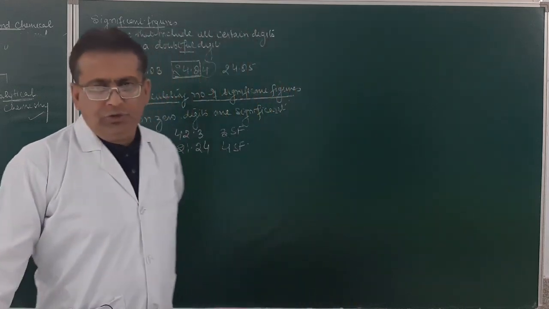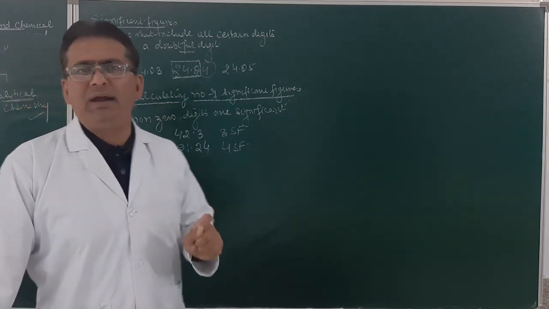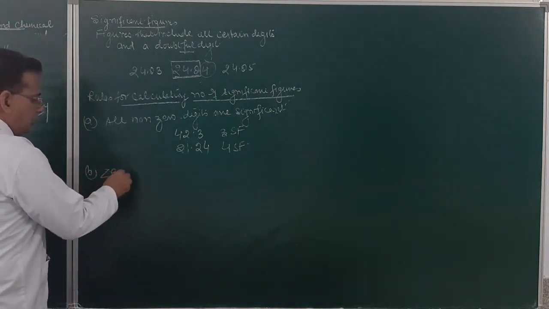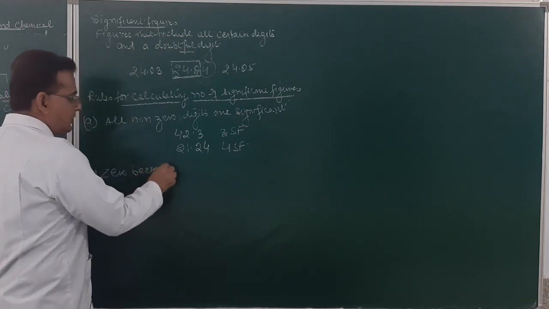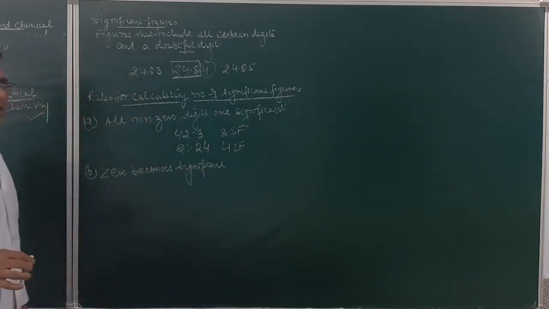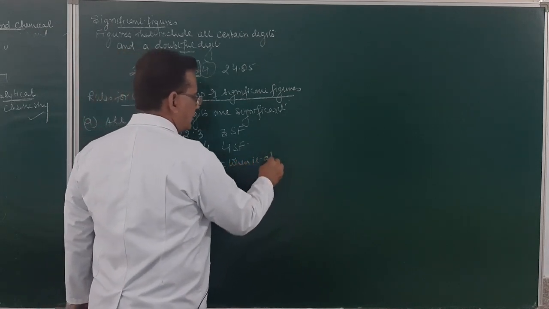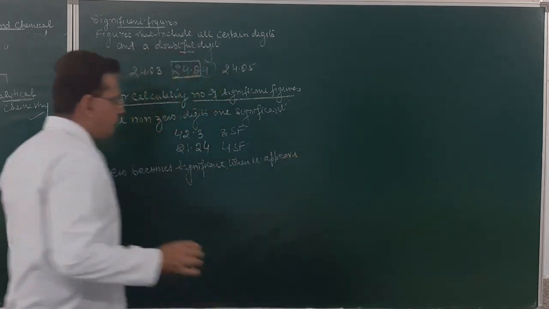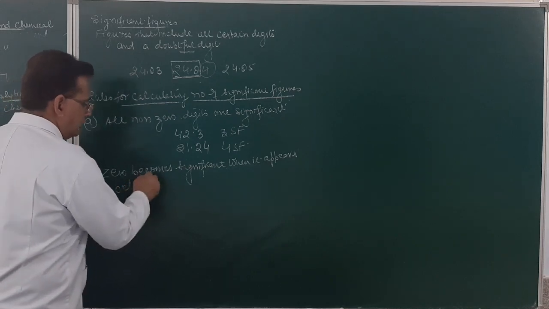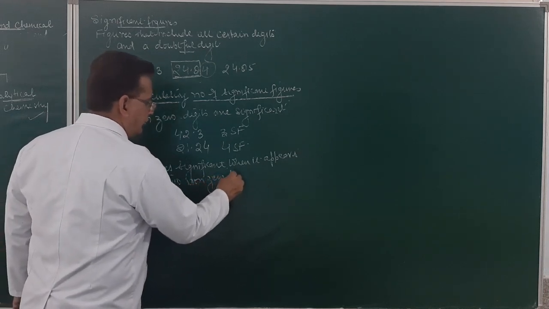Now, 0, when will it be considered as significant? 0 becomes significant when it appears in between two non-zero digits. So the second point will be: 0 becomes significant when it appears between two non-zero digits.